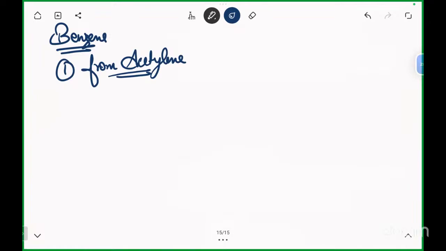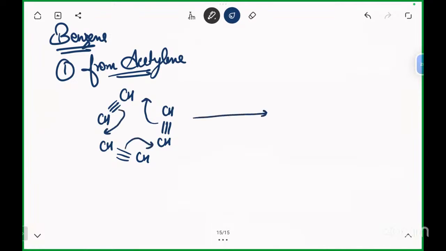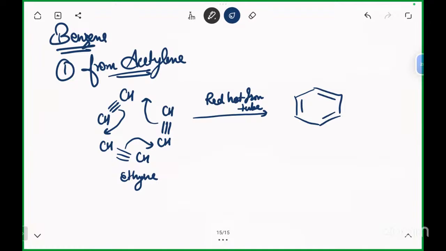We have CH triple bond CH triple bond CH triple bond CH. This bond will shift this side, this bond will shift this side, and this bond will shift this side. When it passes through a red hot iron tube, this is acetylene gas, or you can say ethyne, it will undergo aromatization and lead to the formation of the benzene ring. Or you can draw it like this, just because the bond is circulating.